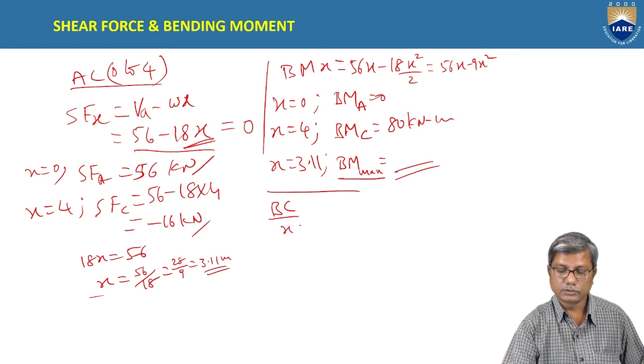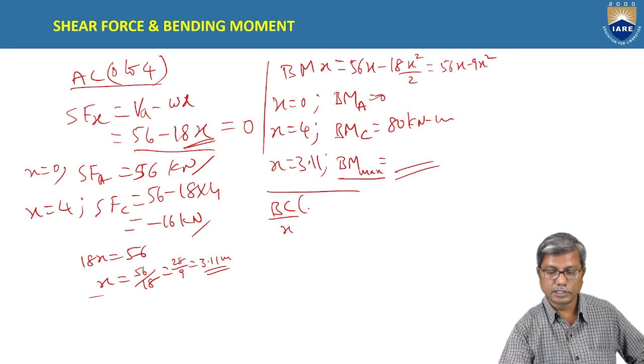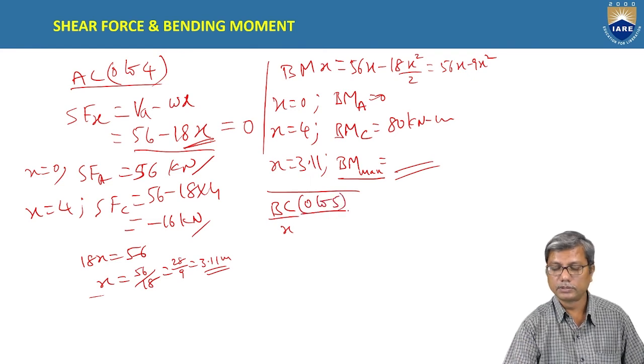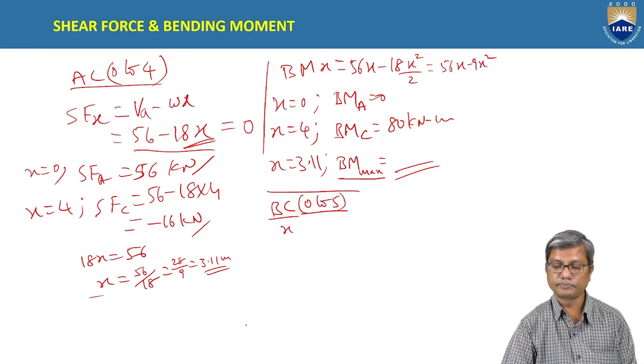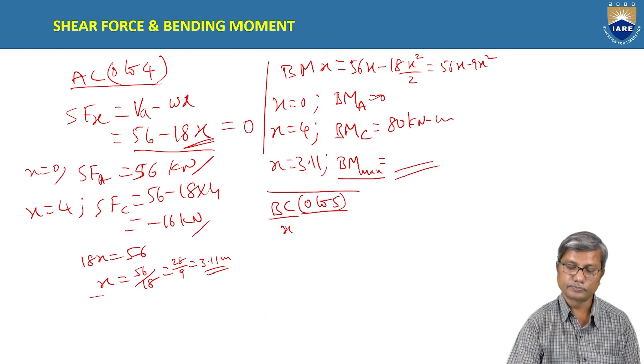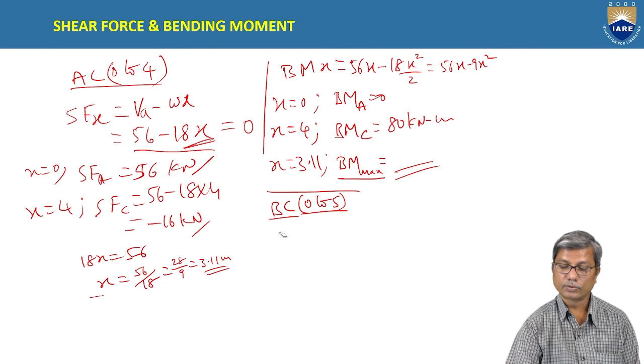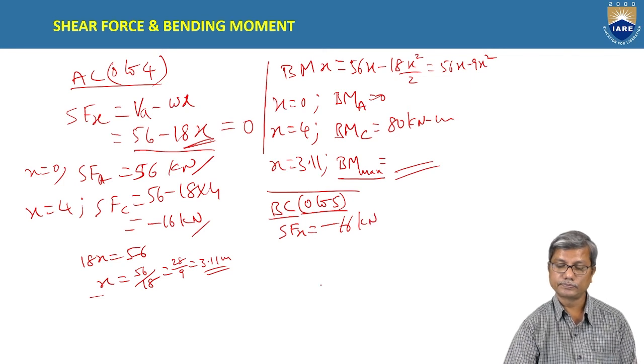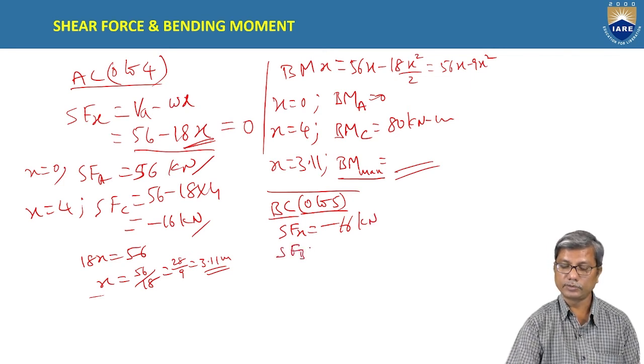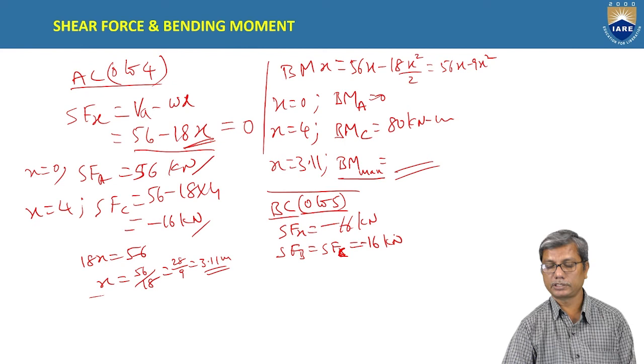Similarly, you consider the section between BC. What are the limits for x here? 0 to 5, because we have taken origin from B. Okay. So consider shear force at x, which is minus 16 kilonewtons. So shear force remains constant between B and C. It is independent of x. So at B and C, it is equal. It remains the same, minus 16.